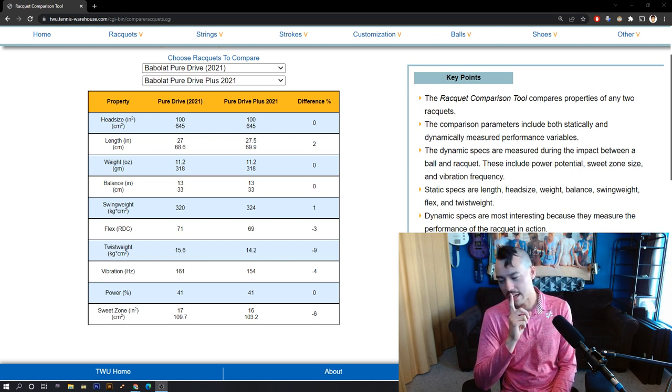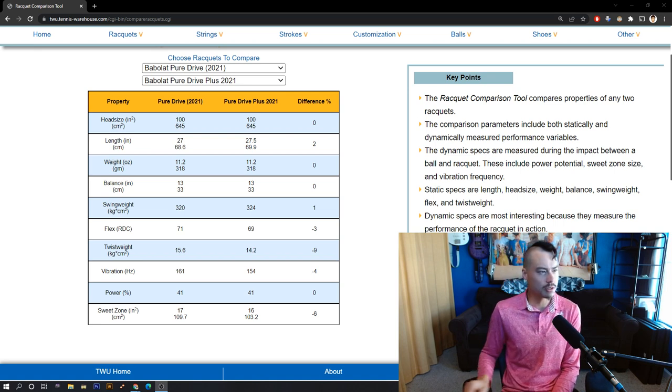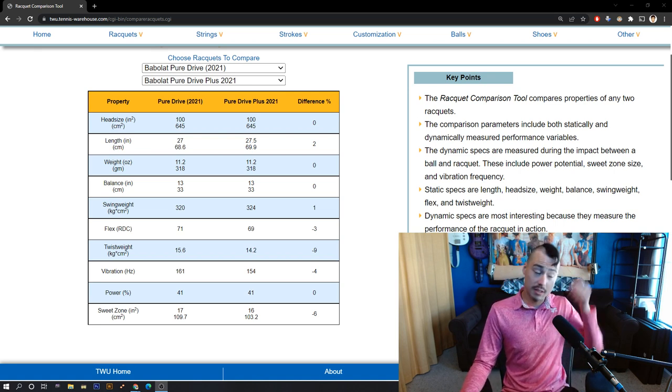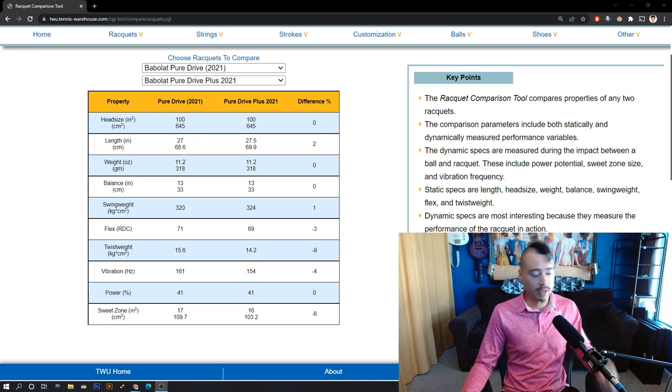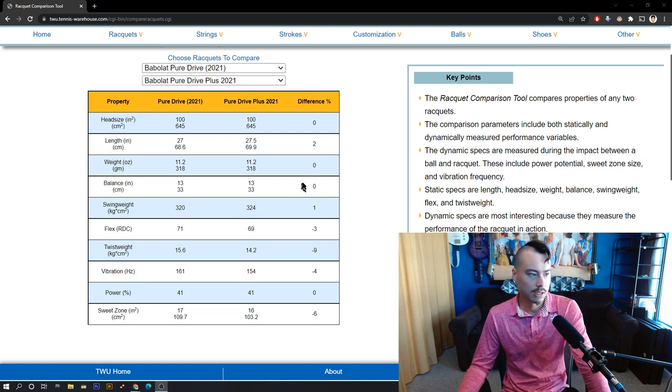And I was thinking that it's probably not, because that would just make the swing weight so much higher. And I know that the swing weight isn't that much higher. Like, I just remembered that. So I pulled this up here. Look, so this is the racket comparison tool from Tennis Warehouse. And this is great because they actually go out of their way to capture some data that most people just don't even bother with. So here's the swing weight for the Pure Drive right here.